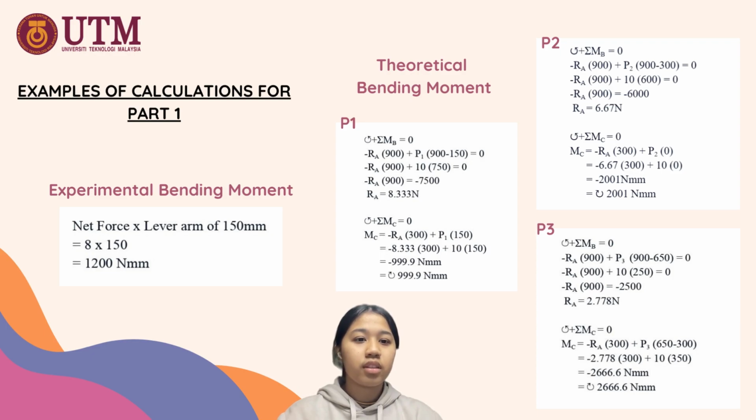equals force multiplied by distance for P1, P2, and P3. For distance P1 to B, we multiply the force, which is 10 Newton, with the distance from P1 to B. We substitute into the equation and we get the value for RA, which is used to calculate the moment at point C. We substitute the RA into the equation for moment at point C and we obtain the value for moment. We use the same steps for calculation for load 20 Newton.